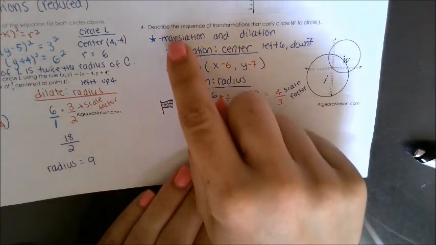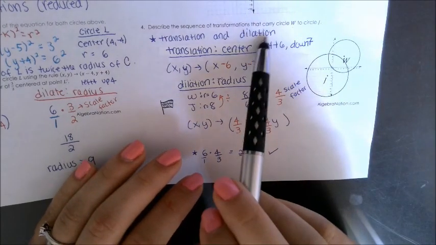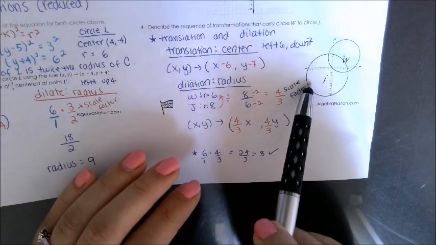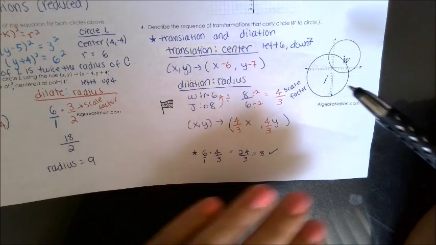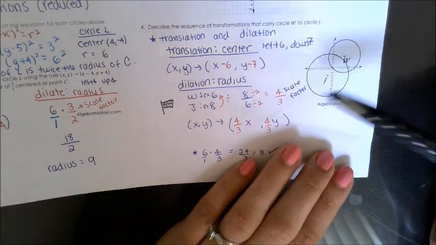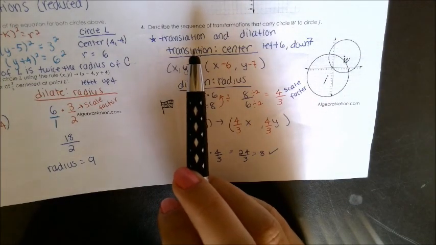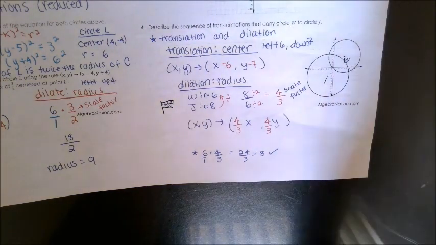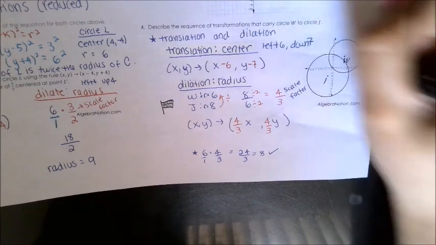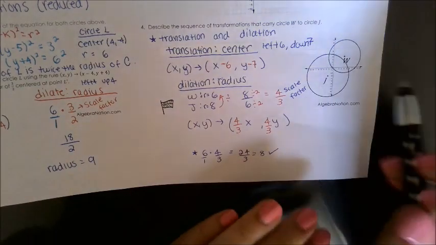It says, describe the sequence of transformations that carry circle W to J. So always look at what they're asking you for. Here it's going to be from W to J. So you always deal with translation first. Think of that as your center. Remember, when you graph a circle, you always graph the center, and then you need your radius. So first, let's look at the center.